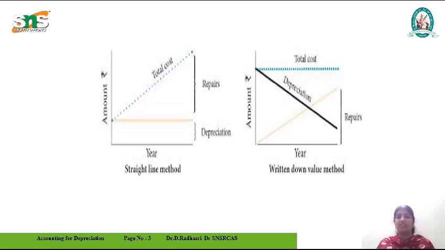In the slide itself, we can identify that the depreciation is going in a straight way in the straight line method. In the reducing balance method, the depreciation is going down. This is the difference. Straight line means the amount is constant, while reducing balance means the amount is going down.